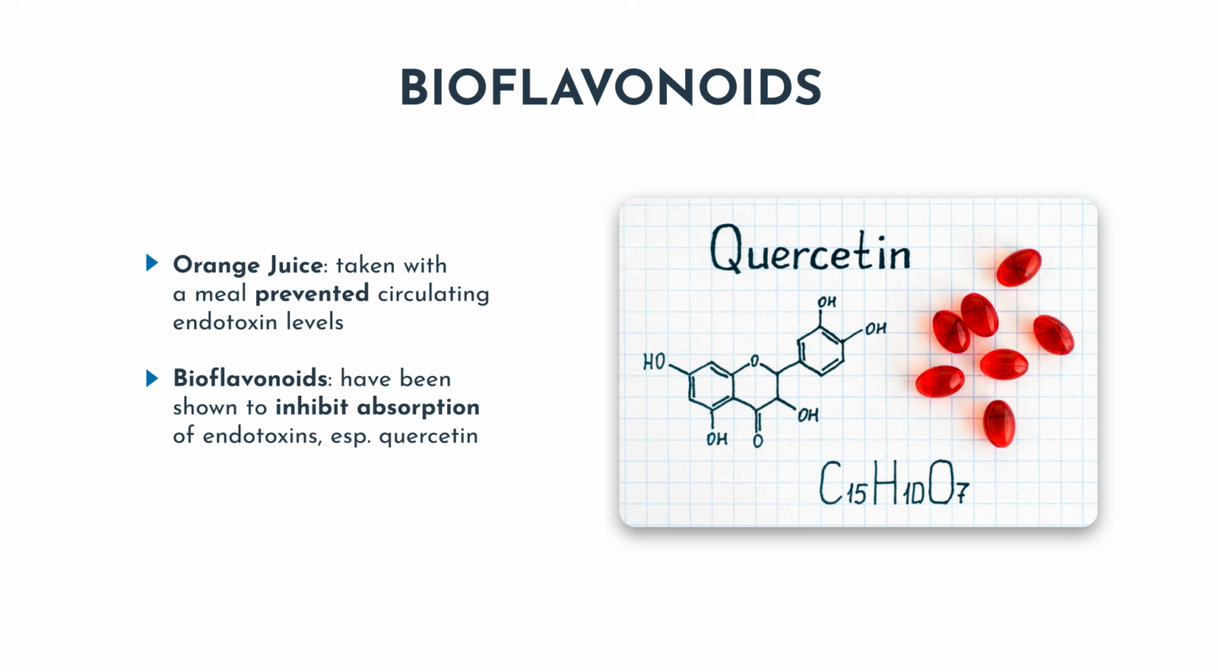It's been shown that taking orange juice with a meal will prevent circulating endotoxin levels. And bioflavonoids have been shown to inhibit the absorption of endotoxins, especially quercetin. So I do also give bioflavonoids with meals for my psoriasis patients. Again, many of them have a leaky gut, and we know that when you eat, especially if there's fat in the meal, that's when we're going to get the biggest influx of LPS into the bloodstream. So giving something like bioflavonoids or ox bile, or eating foods with bioflavonoids, like orange juice, can help quench the effect that all of those endotoxins will have on your patient when they're eating.